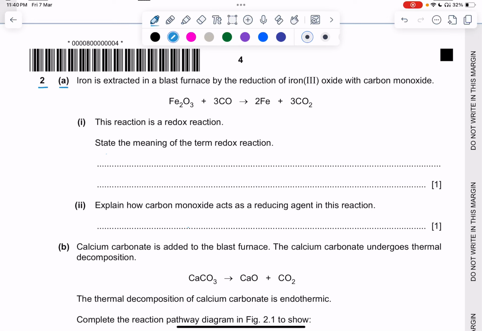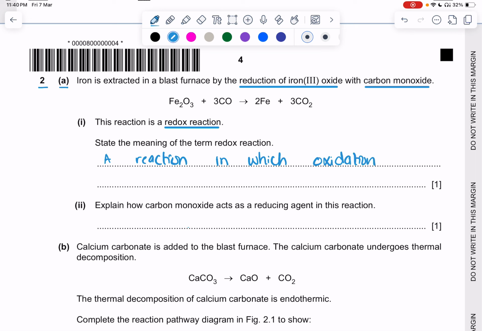Question 2, Part A. Iron is extracted in a blast furnace by the reduction of iron 3 oxide with carbon monoxide. This reaction is a redox reaction. State the meaning of the term redox reaction. So, redox reaction is a reaction in which oxidation and reduction occur simultaneously.